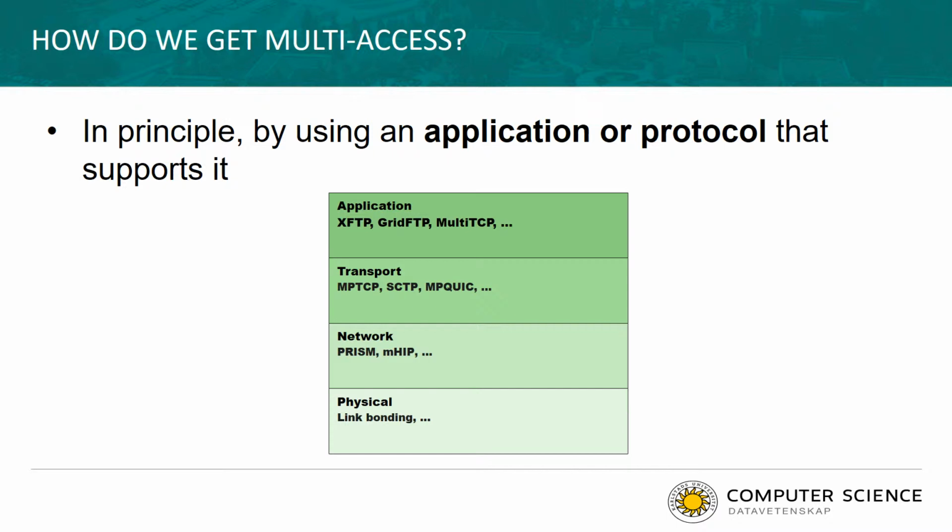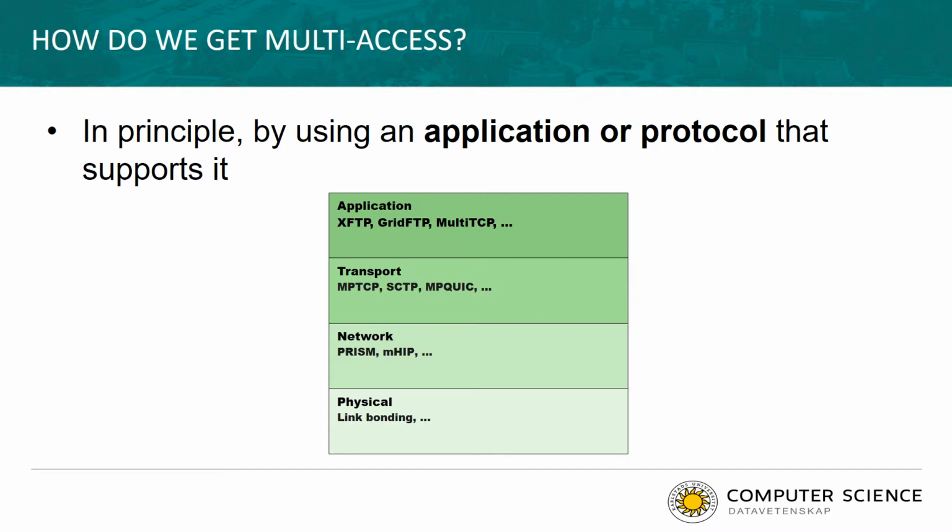Another option is to implement it in the transport layer, making this service available to all the applications that run on top. And this is the approach if we use, for instance, multipath TCP. Or we also have the Stream Control Transmission Protocol, SCTP, which supports multi-homing. And the emerging QUIC protocol is also envisioned to have multipath support in the future.